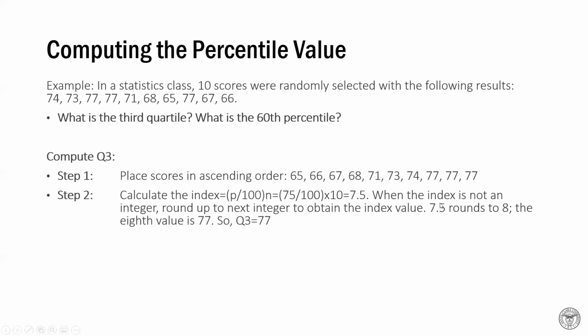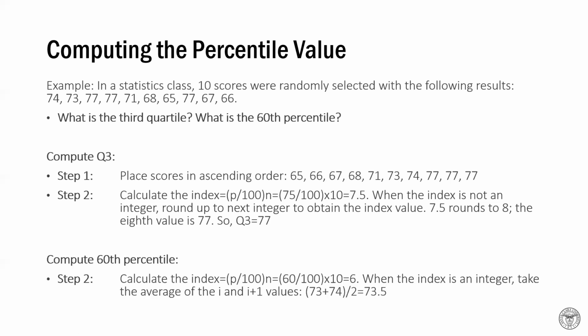In this specific example, computing the index of the third quartile leads to 75% times 10 equal to 7.5, which is then rounded up to 8. And the eighth value of the sorted data set is 77. So the third quartile, or Q3, equals 77. We can use the same procedure to obtain other percentiles. For example, for the 60th percentile, the index value is equal to 60% times 10 equal to 6, which is an integer.